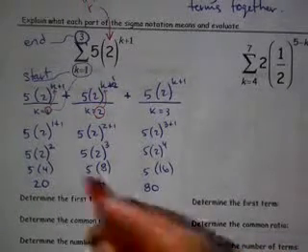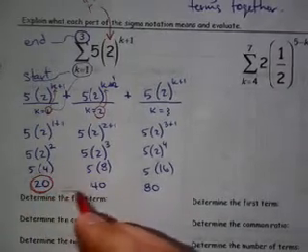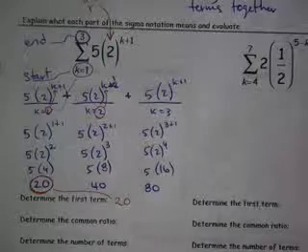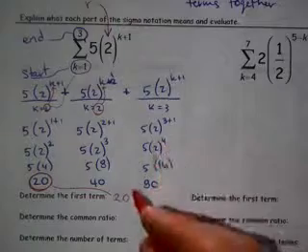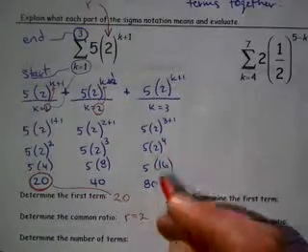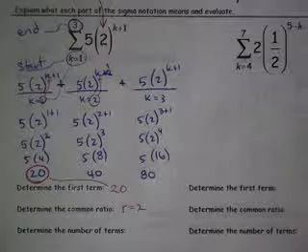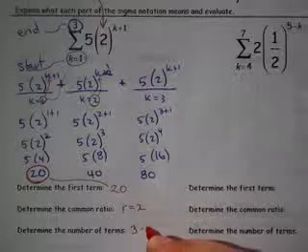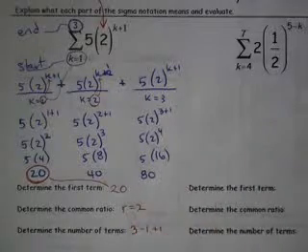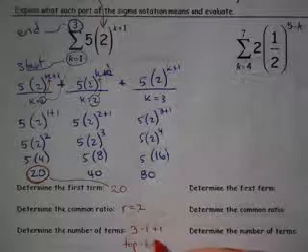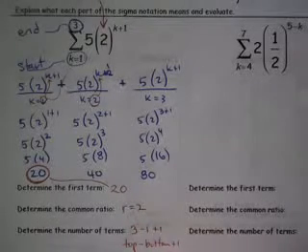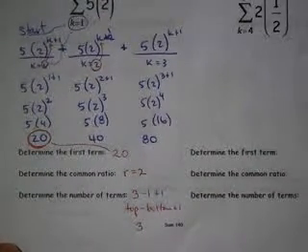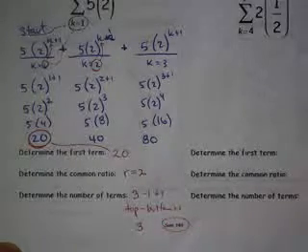So what's our first term? Our first term is 20. Common ratio, we can either divide or look at our formula. R is 2. And the number of terms, what do we have? I'm going to get you into the habit of this: 3 minus 1 plus 1. The top minus bottom plus 1. It's 3. And if you add those together, you're going to get 140.